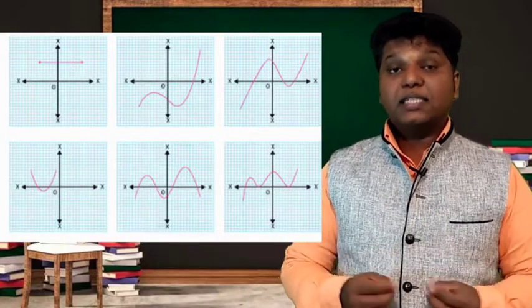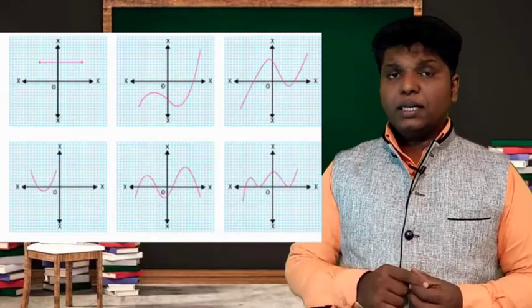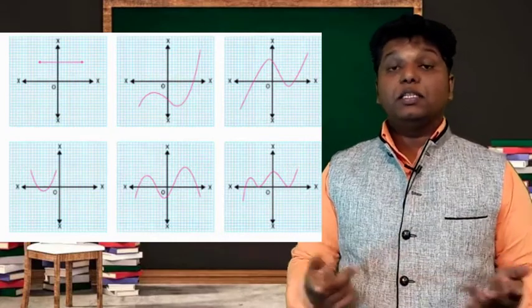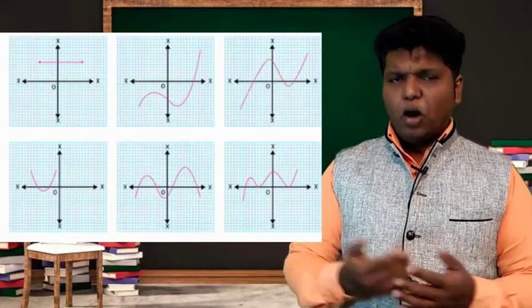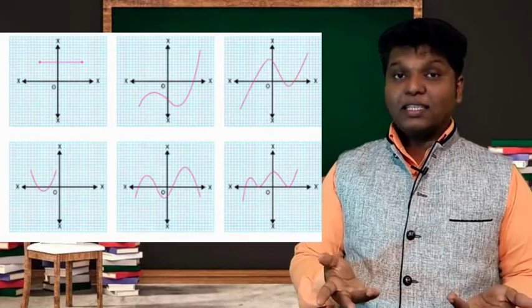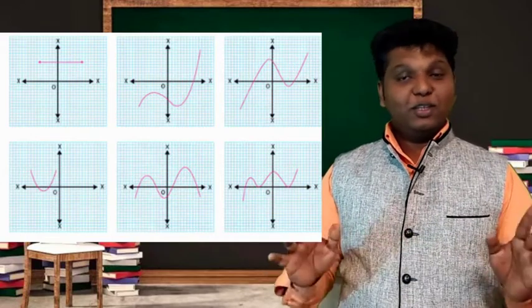Here there are 6 graphs given. Check out the first graph. You can see it is parallel to the x-axis. That means it's not at all cutting the x-axis. If it is not cutting the x-axis, how many zeros are there? There are no zeros, right? It's not cutting the x-axis at all, so the total number of zeros is 0 itself.